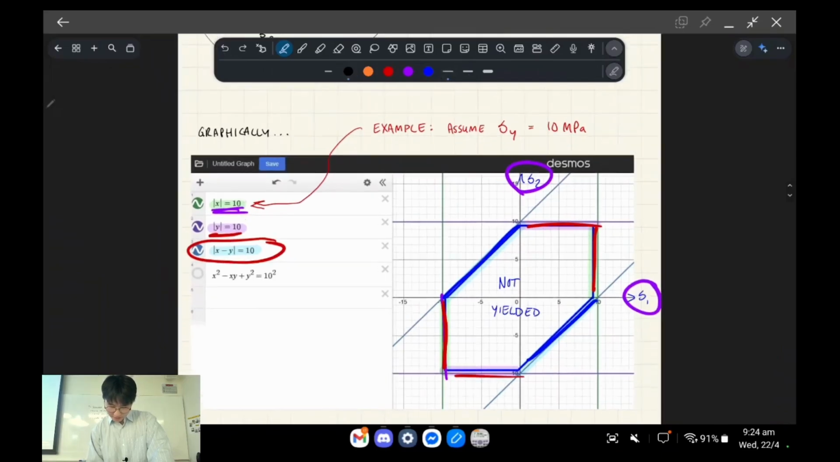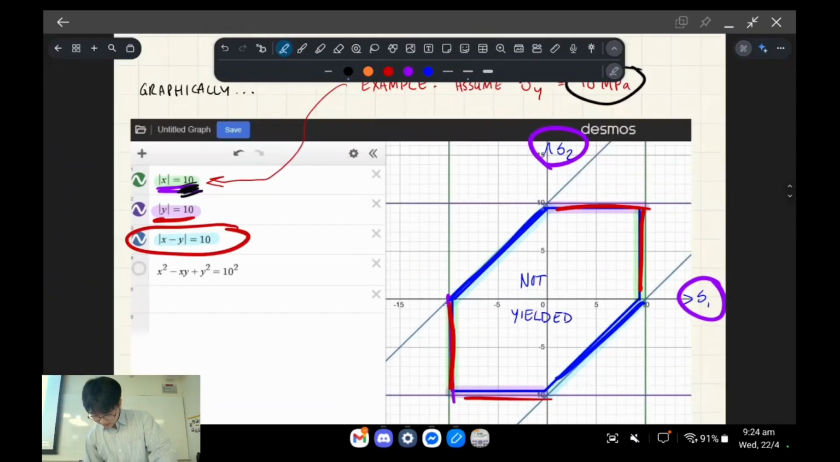You're checking. It being equal is the limit, so that's the yield stress. When you set this equation equal to the yield stress, that's that line. And anything greater than that falls outside of the failure envelope, and therefore will yield. Okay. So that's kind of how this works.